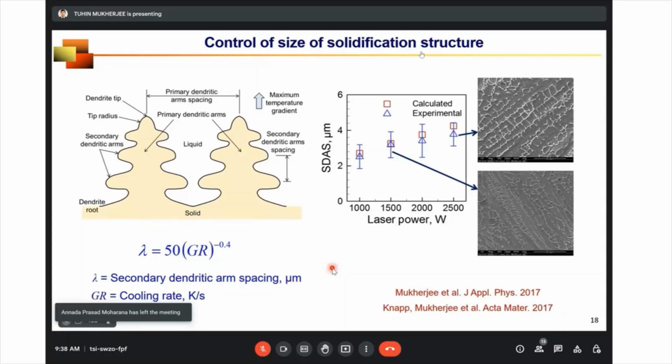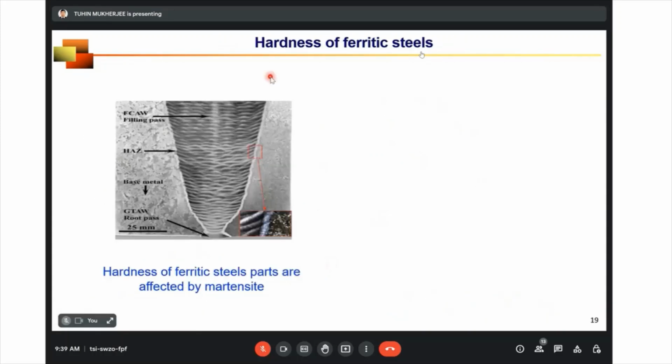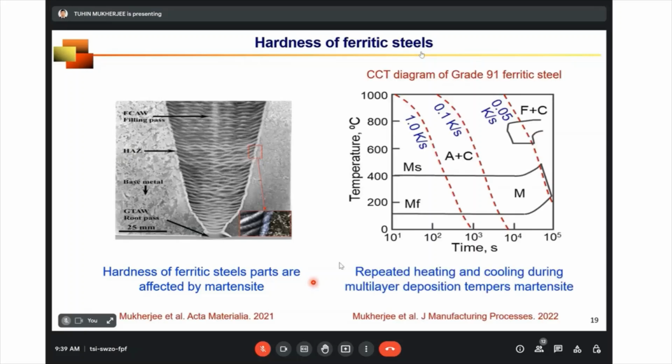But solidification structure is not the only factor that controls property. Let's say we take a very simple property, hardness of ferritic steels. The hardness of ferritic steel is affected by martensite. So this is a CCT diagram of a ferritic steel grade 91, which is commonly used in nuclear power industry. You can see that martensite forms at a very low cooling rate of 0.05 Kelvin per second, which is significantly low compared to the typical cooling rates that we see in additive manufacturing, which is like 10 to the power 4, 10 to the power 5 Kelvin per second during the solidification. And the martensitic start temperature is also quite high compared to the room temperature for this particular alloy. So when the part cools down to the room temperature, it will form the martensite.